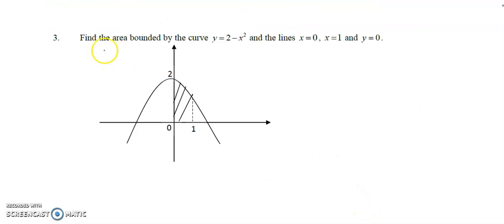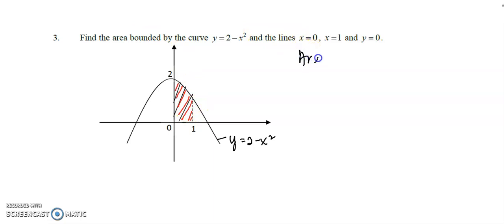Proceed to question 3. Find the area bounded by the curve y equals 2 minus x squared, which is this curve, and the lines x equals 0, x equals 1, and y equals 0. This is already shaded for you, where the red line refers to the region whose area we want to find.